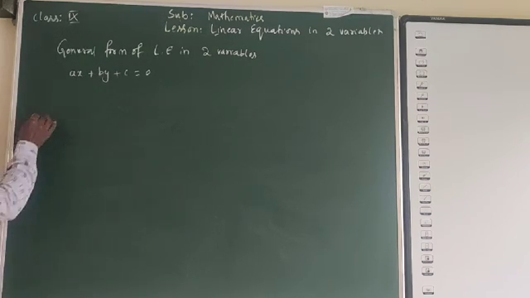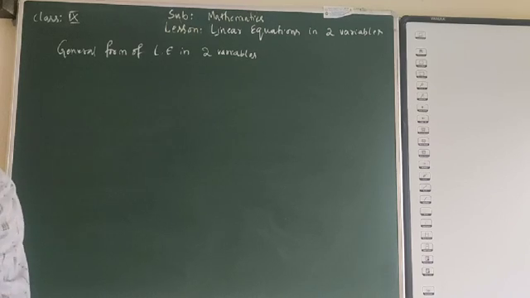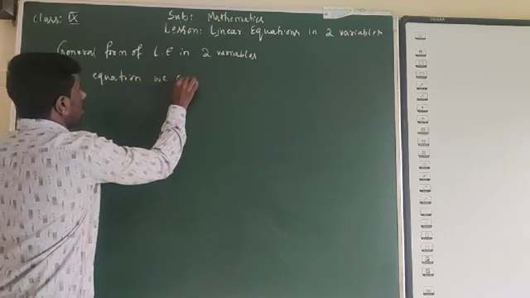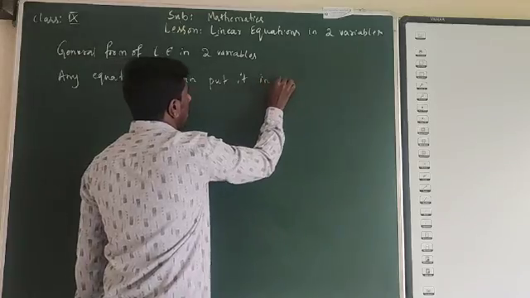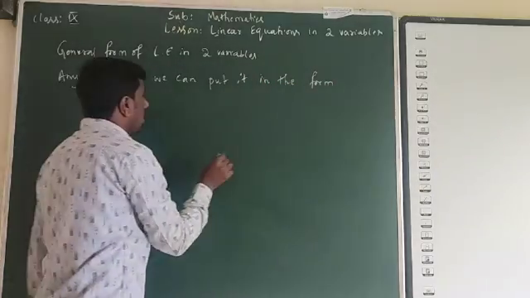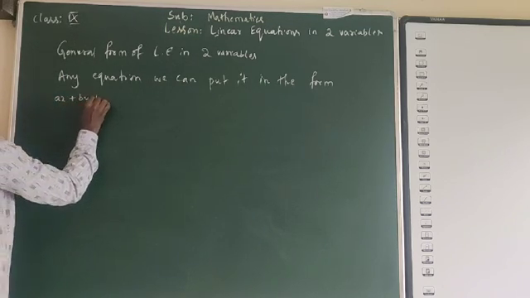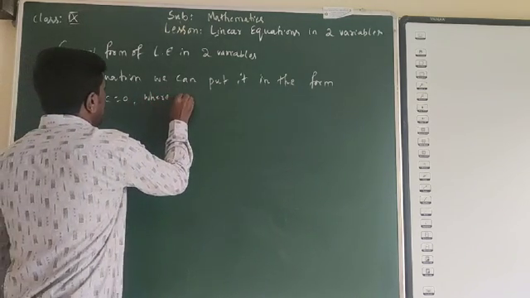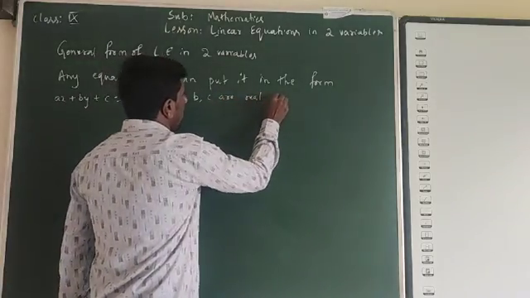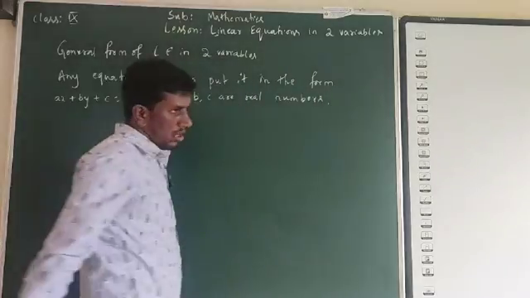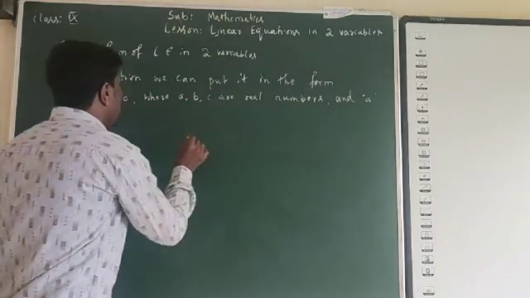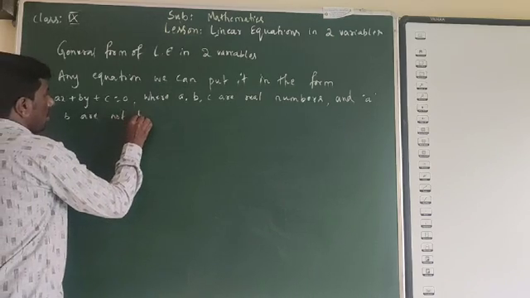So any equation, we can put it in the form ax plus by plus c is equal to 0, where a, b, c are real numbers, and a, b are not both zero.